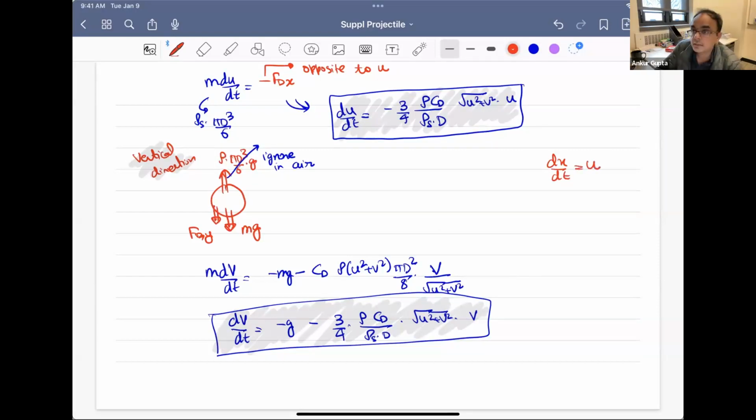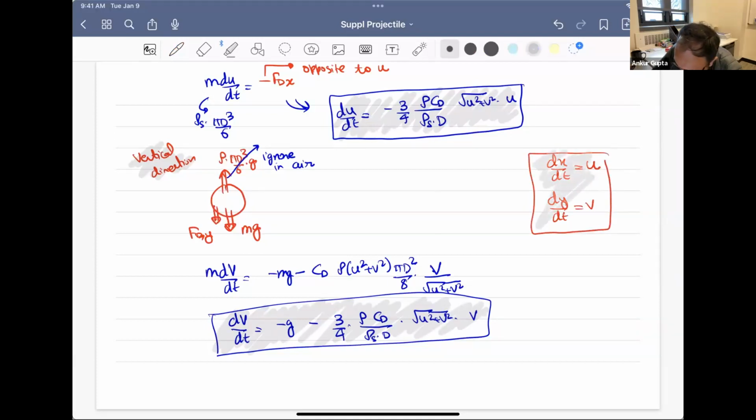The rate of change of distance is speed, and then dy by dt is equal to v. So you have to solve these four equations to finally find the trajectory of a projectile. If you do that, you should be able to solve the problem. Just to summarize what we have been discussing, I'll then show a quick code which does this.